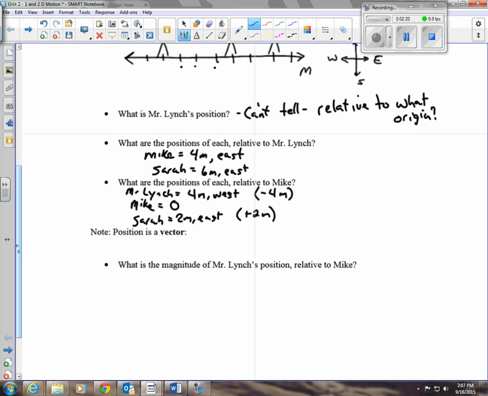Position's a vector, so we must include direction. Now, magnitude is just size of, so the magnitude of Mr. Lynch's position relative to Mike, I don't have to worry about the direction for that, so it would just be 4 meters.